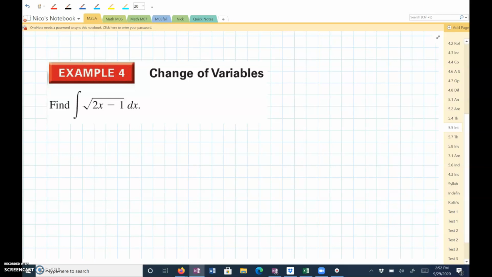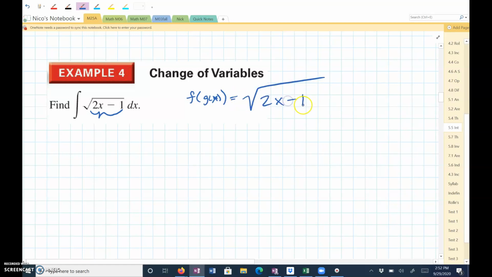Okay, example 4. This is the composition of functions, right? The f of g of x, or f of u, is going to be the square root of 2x minus 1. So I'm going to let u equal 2x minus 1, where the derivative of u with respect to x will be 2. So du equals 2 dx.